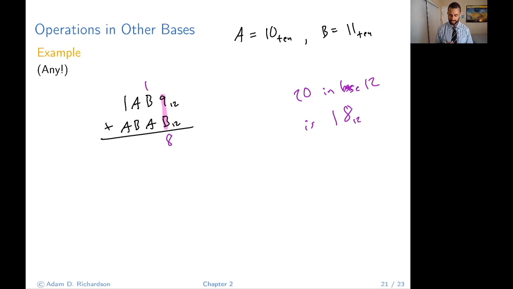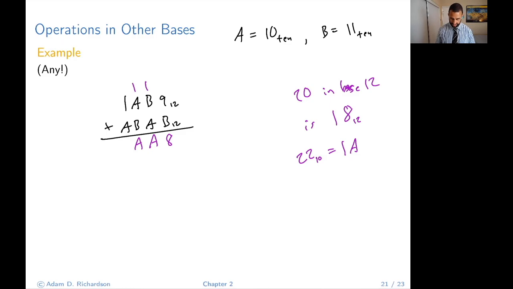Right, now we're going to do B plus A plus B. B is 11, A is 10, so we're doing 1 plus 11 plus 10. That's 22. So how do you write 22 in base 12? Well, 22 in base 12 is going to be one group of 12 and then 10 left over, but that's an A. So we're going to have 1A. All right, and actually we're going to end up with the same thing here, because we're going to have A plus B plus 1 again, which is A.